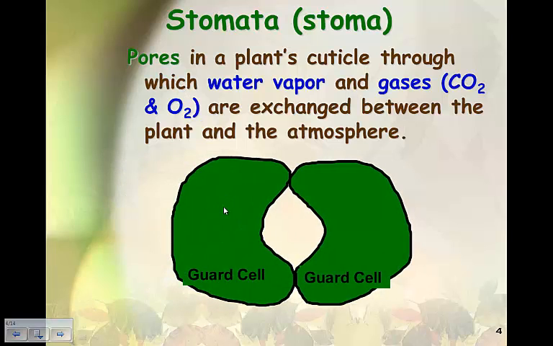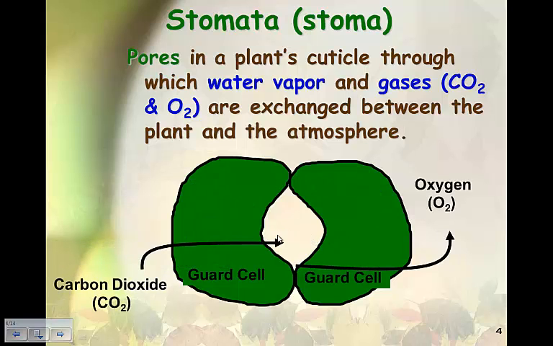So they're like pores. Think of pores in your skin. So there are basically holes in there. And these guard cells, like I said, will swell or shrink depending on whether or not they need to let something in or out. So the pores in the plant's cuticle are for water vapor and gases, which are exchanged between the plant and the atmosphere. So it'll release what it has inside out into the atmosphere. Carbon dioxide can go in, and oxygen out.